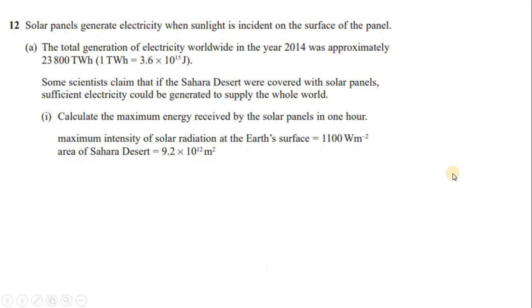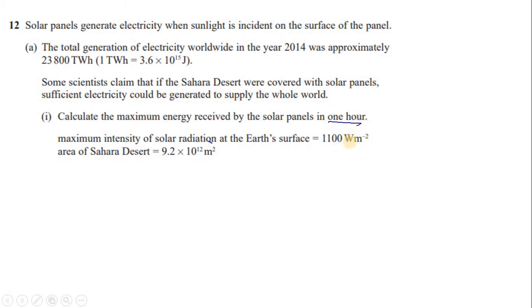Question number 12. Solar panels generate electricity when sunlight is incident on the surface of the panel. The total generation of electricity worldwide in the year 2014 was approximately 23,800 terawatt hour, and 1 terawatt hour equals 3.6 times 10 to the power 15 joule. Some scientists claim that if the Sahara Desert were covered with solar panels, sufficient electricity could be generated to supply the whole world. Calculate the maximum energy received by the solar panels in 1 hour.